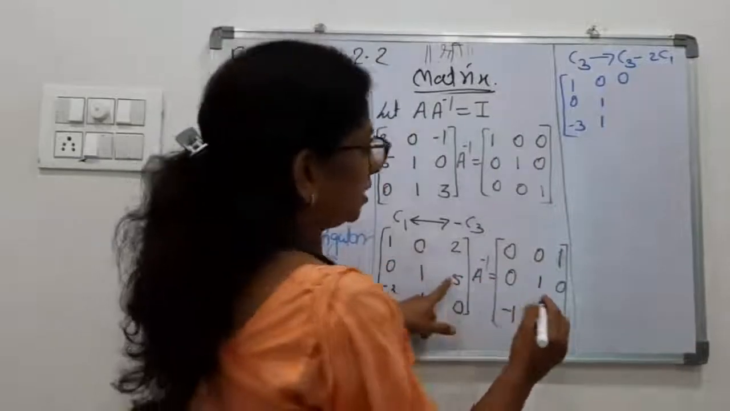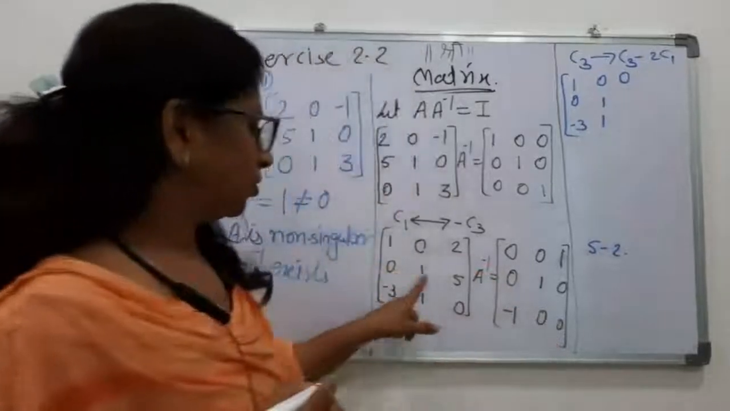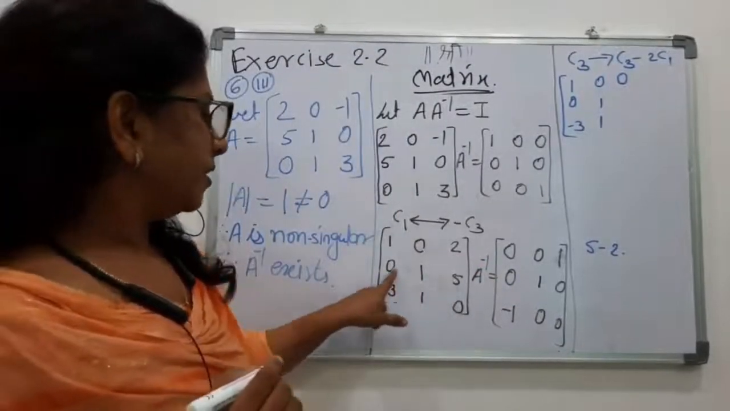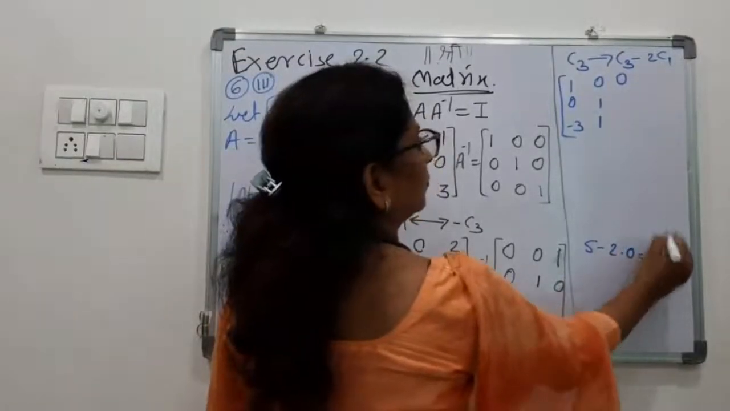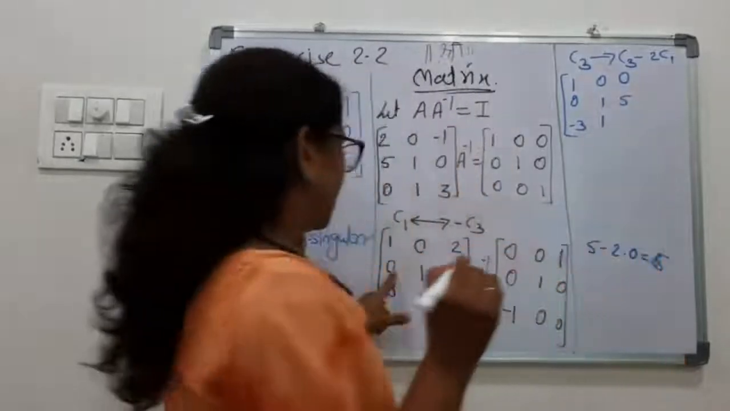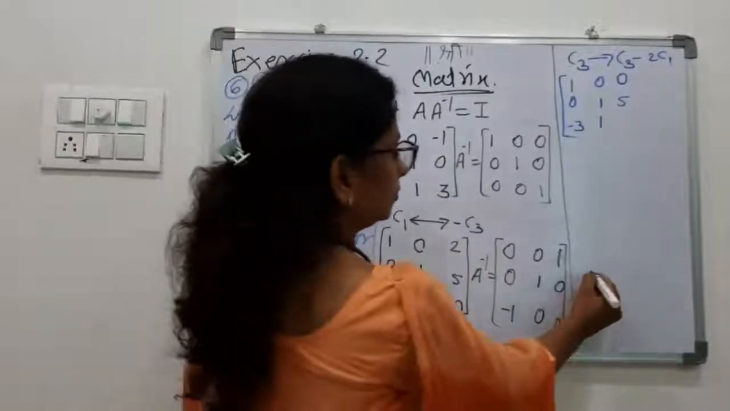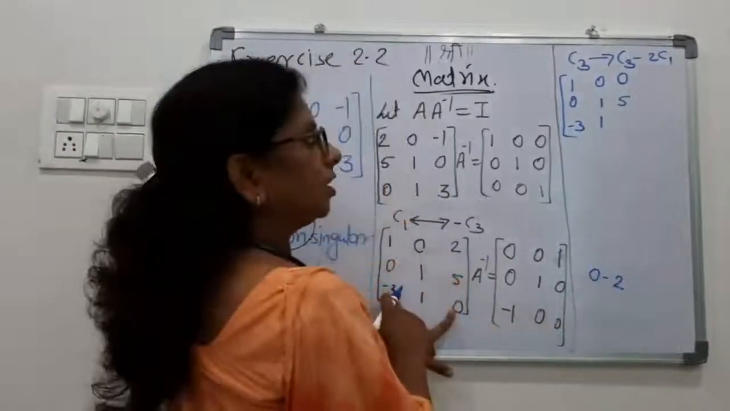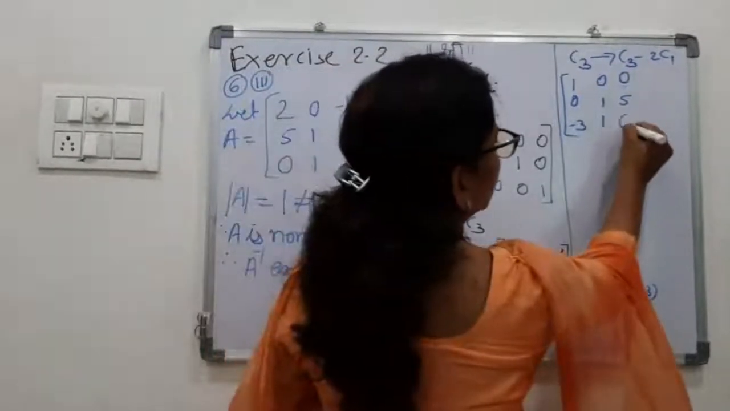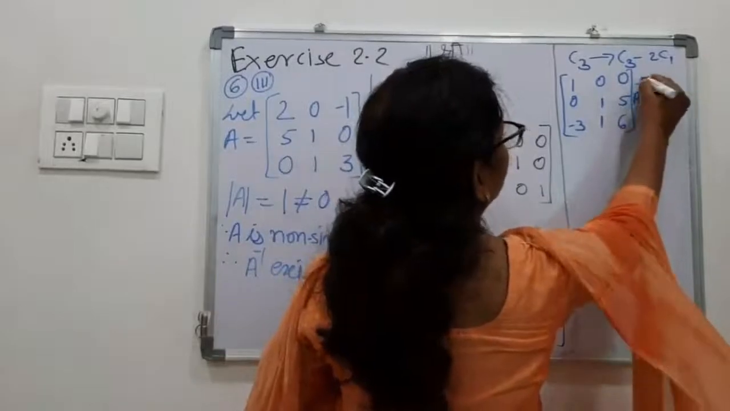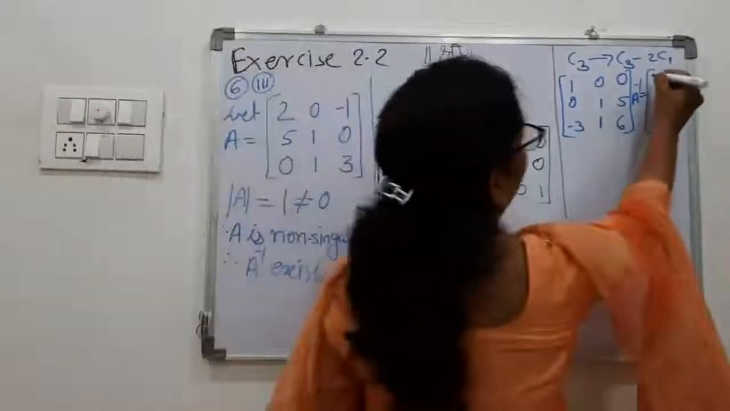Now here C3, what is 5? Minus 2C1. 2 into C1 is 0. C3 minus 2C1 means 5. Okay, so this is 5. Now here 0. C3 is 0, minus 2, C1 is minus 3. So what is that? Minus minus plus 6. A inverse. Now apply here, no change on first and second column. So write them down as they are.